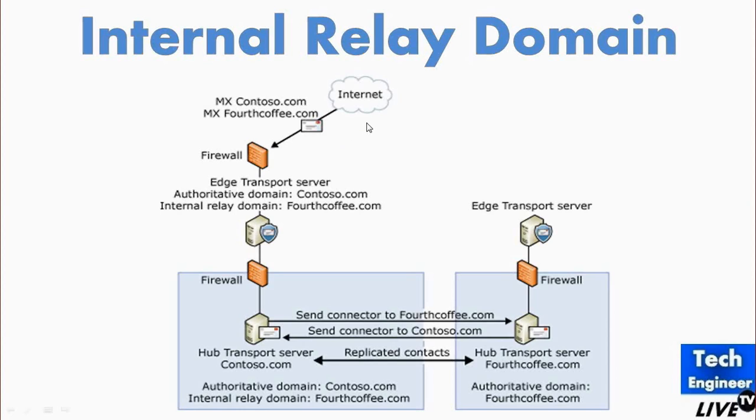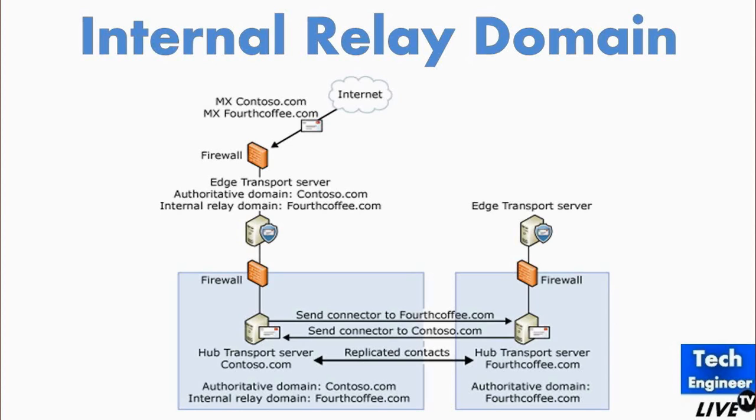So it was set to receive mail through the Edge Transport server. The authoritative domain will be Contoso.com. It will be set up so that it receives mail through the Edge Transport server for both Contoso.com and FordCoffee.com, but the authoritative domain is Contoso.com. Now, for example, if any user, ABC at Contoso.com, receives a mail, the mail will be received through the Edge Transport server and stored on the Hub Transport server of Contoso.com, because that is the authoritative domain.